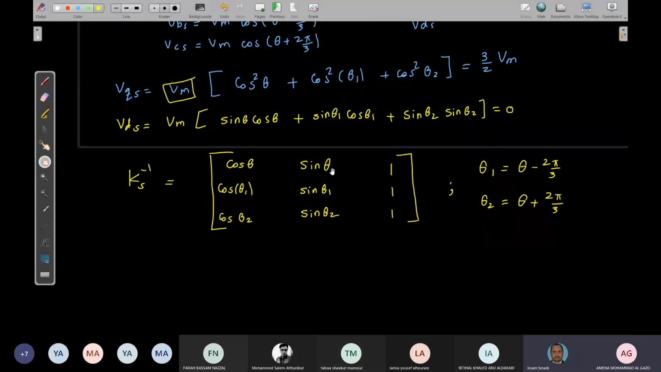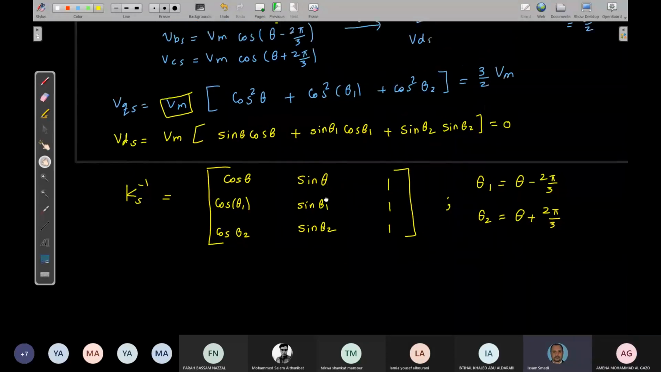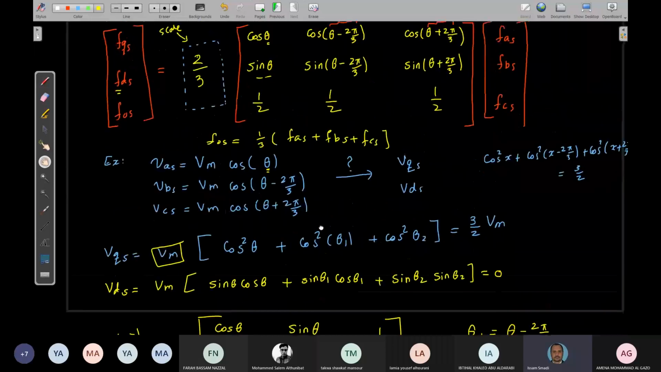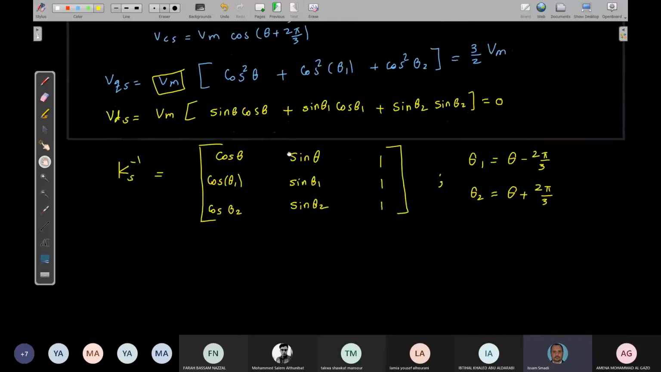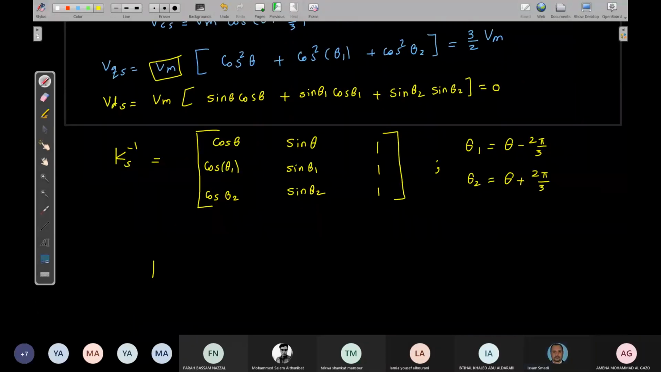Now, not the transpose. In the transpose, here you have 1 over 2, 1 over 2, 1 over 2, and here you have the scaling factor. But this is very interesting. What if I design or reshape the scaling factor such that KS inverse is equal to K transpose?